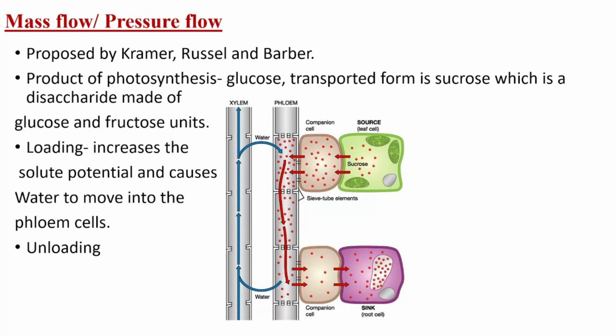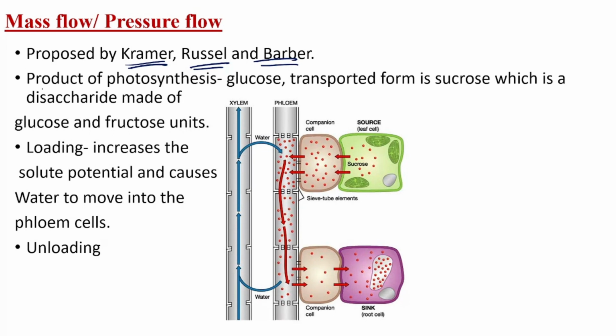Now, how does this movement actually take place? To explain that, there is a theory called the mass flow theory or pressure flow theory. This theory was put forward by Kramer, Russell and Barber. They proposed this theory, mass flow or pressure flow theory, to explain how the transportation of organic nutrient, that is sucrose, takes place.